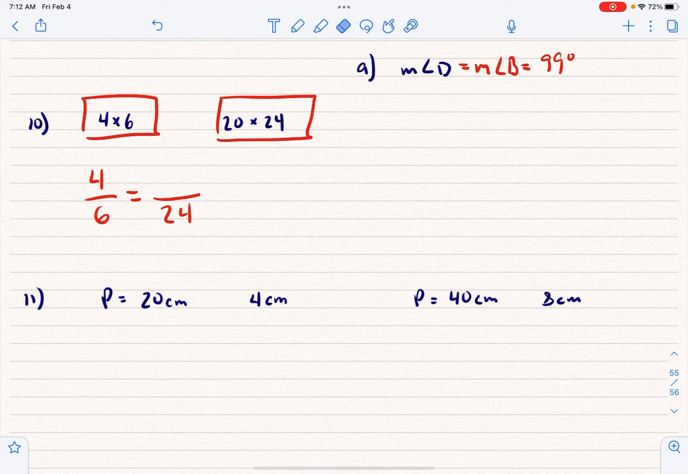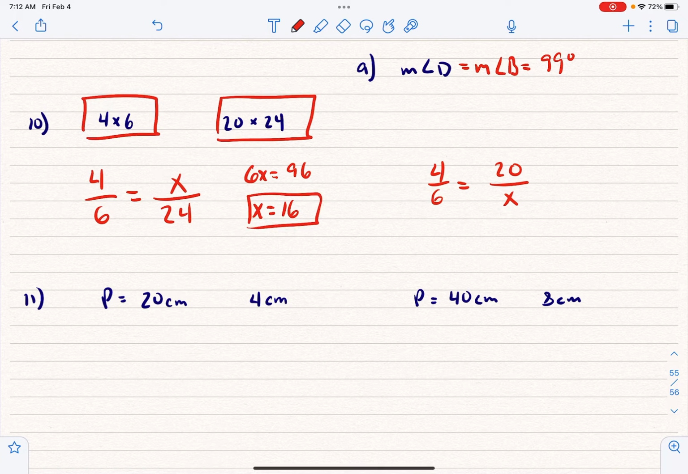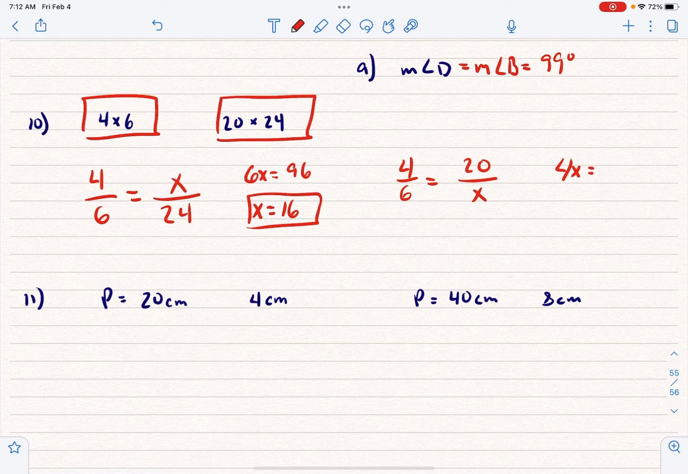So then what I have to do is say, well, either the 20 is wrong or the 24 is wrong. It's one of the two. So I'm going to go ahead and solve for both of these. For this one, I would get that 6x is equal to 4 times 24, which is 96. Divide both sides by 6, and you get x is equal to 16. Great. For the other one, I'm going to cross multiply and say 4x is equal to 6 times 20, which is 120. Divide both sides by 4, and x is equal to 30.